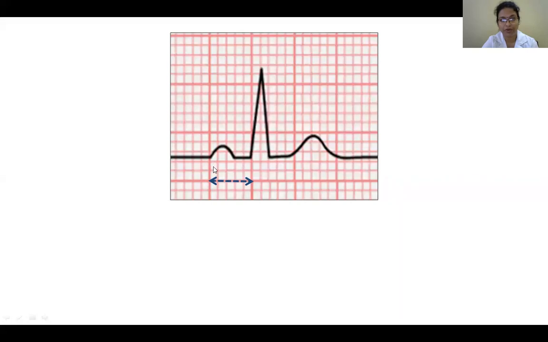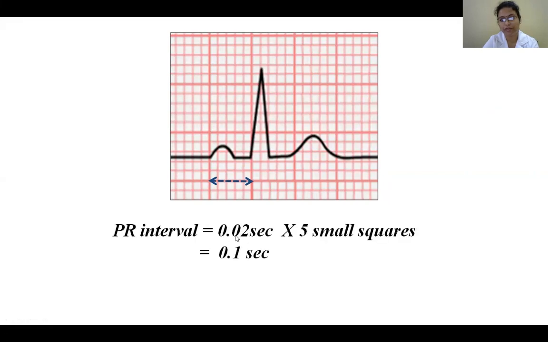So it is 1, 2, 3, 4, 5. So there are 5 small squares constituting this PR interval. So PR interval will be equal to 0.02 second into 5 small squares, that is 0.1 second.